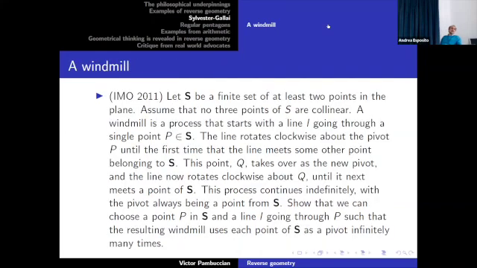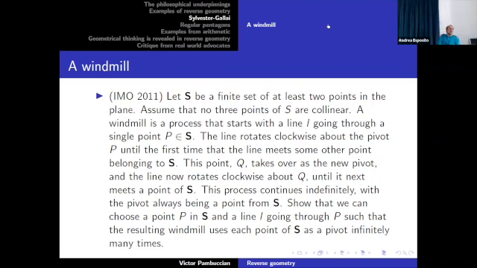Another problem is a problem that was posed at the International Mathematical Olympiad in 2011. In 2011, the Olympiad was in Amsterdam, so it was selected perhaps because it speaks about the windmill. And it says you have a finite set of points and you start with a line that goes through some point, and then the line rotates until it hits another point. This original point is called a pivot. When you hit the other point, that's called a pivot.